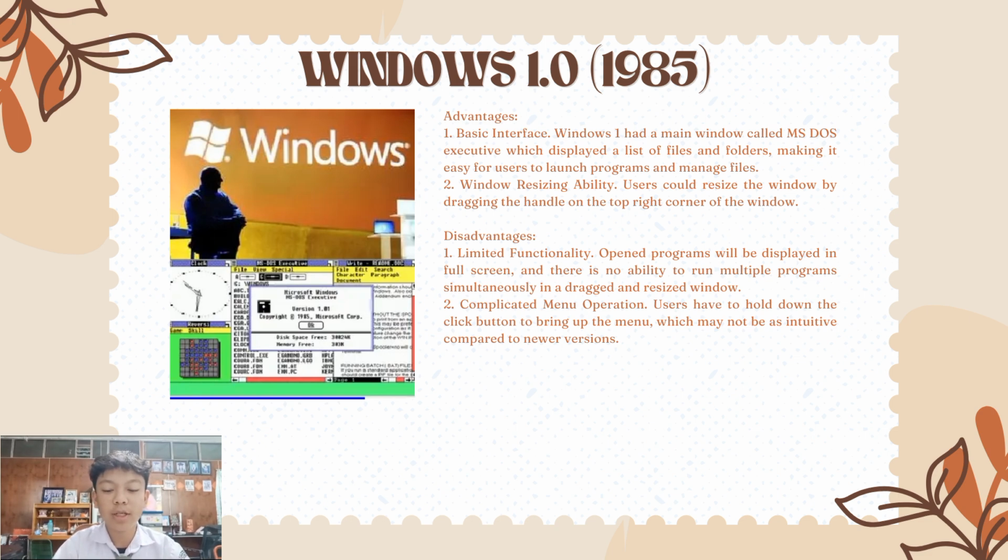Windows 1.0 in 1985. Advantage: basic interface. Windows 1 had a main system called Microsoft DOS. Executive was displayed as a list of files and folders, making it easy for a user to launch programs and manage files. Disadvantages: limited functionality. An open program will be displayed in full screen, and there is no ability to run multiple programs simultaneously. No drag and resize window.